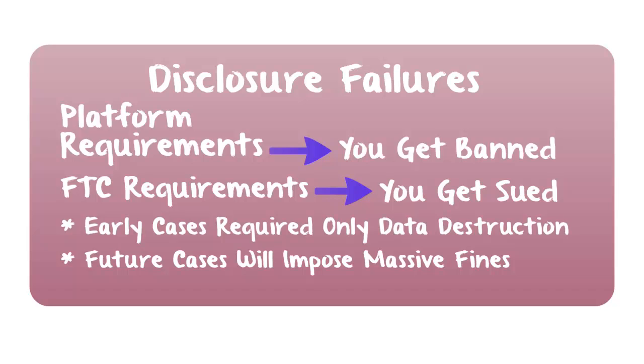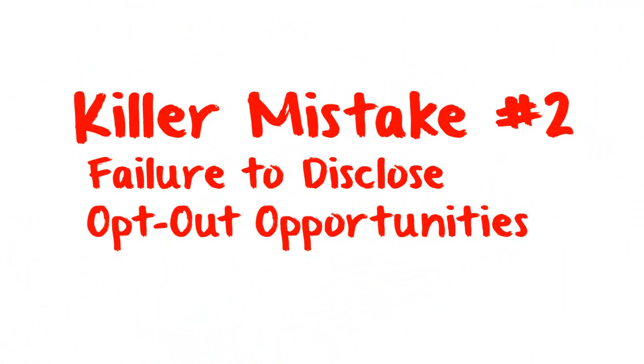So there are at least two very important results in your failure to make these disclosures. The first one is you can get banned by the ad platforms, and we're talking primarily here about Google and Facebook. They've got in their terms of use their own requirements for disclosures, and if you don't make them in your privacy policy, you'll get banned. But even worse than that, of course, if you don't make the required disclosures that the FTC requires, you can get sued. And these early cases, as indicated by the two cases we've just taken a quick look at, involve only data destruction. I'm convinced that the future ones will impose massive fines, which is typical with FTC cases.